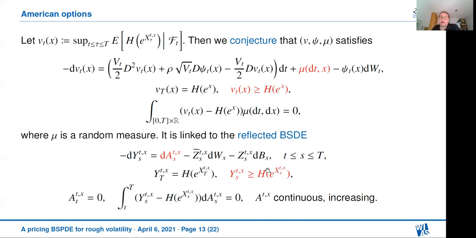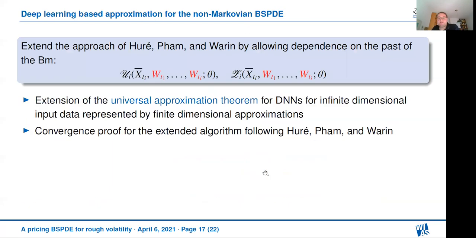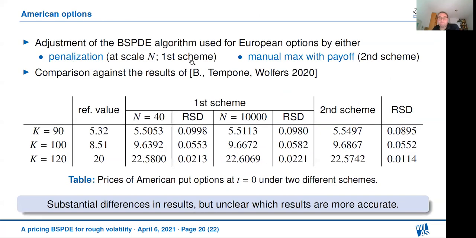Now there are basically two ways. I mean, there are many ways how you can solve this, but one is to penalize: add a strong drift if you are below the barrier. This is the first method that we use here, the first scheme. The second scheme is basically, follow your dynamics, and whenever you are below the payoff, just replace this by the payoff. This is basically what you would do if you did a finite difference discretization of the American option pricing PDE.